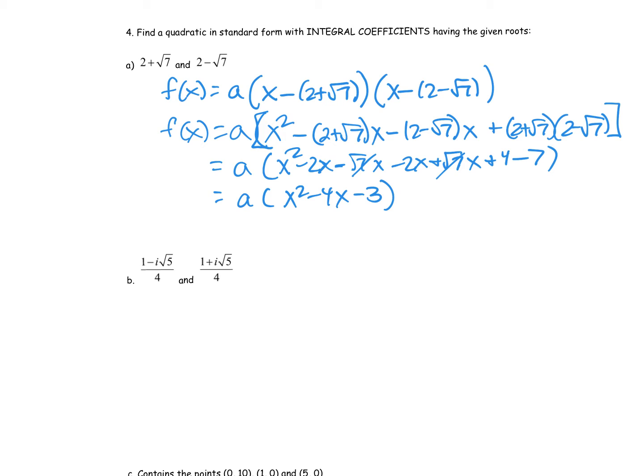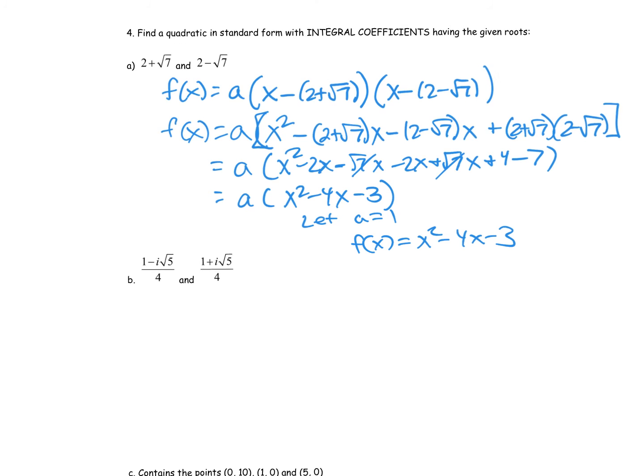And so now in this case, a can be anything except 0, because anything I put in for a, as long as, I shouldn't say a can be anything, any integer, because we want integer coefficients. So it can be anything but 0. So I'll just say let a equal 1. You can let a equal whatever you want in this case. So my function would be x squared minus 4x minus 3. Okay.